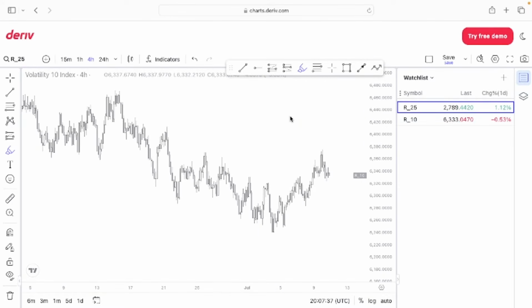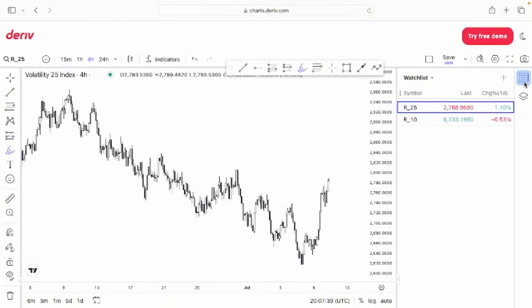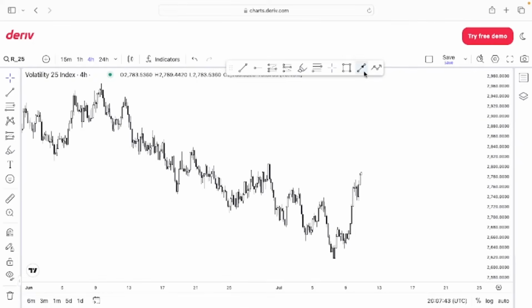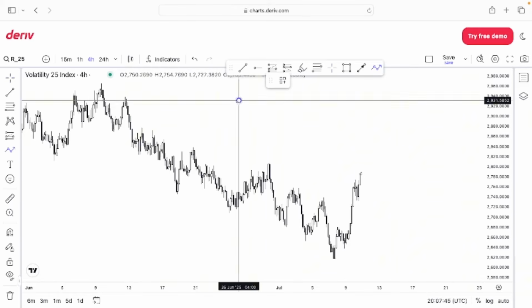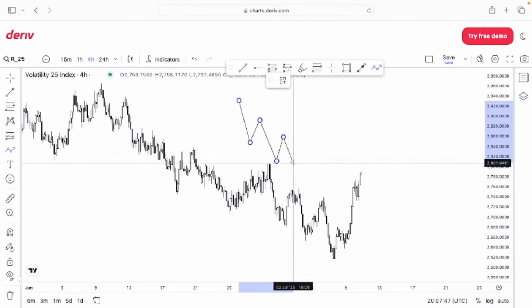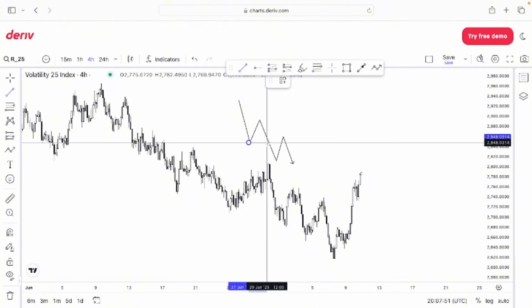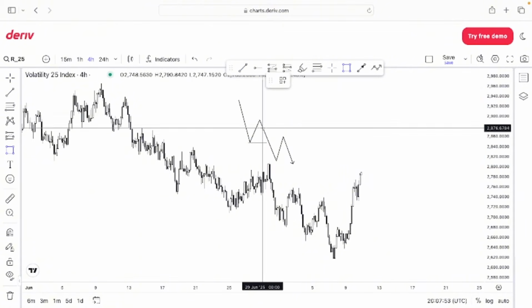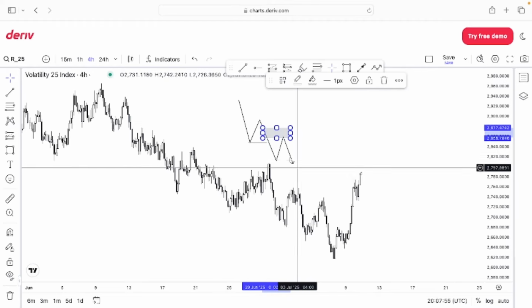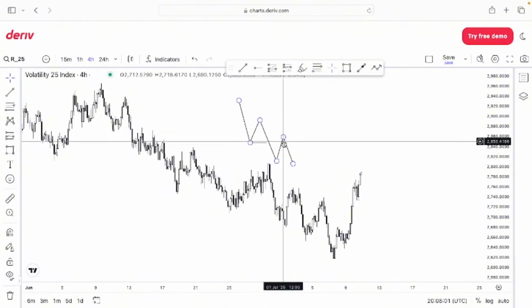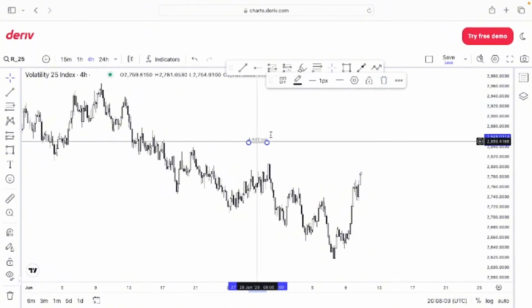So VIX 25, I always use the 4-hour time frame just to map out the structure. What we look for, as you can see here, is lower lows and lower highs, which means whenever we break structure, let's say maybe we have a break of structure here, what you intend to do is to look for a POI or a point of interest so that you can continue with the overall downtrend. So in this case, we are looking for selling opportunities on VIX 25.